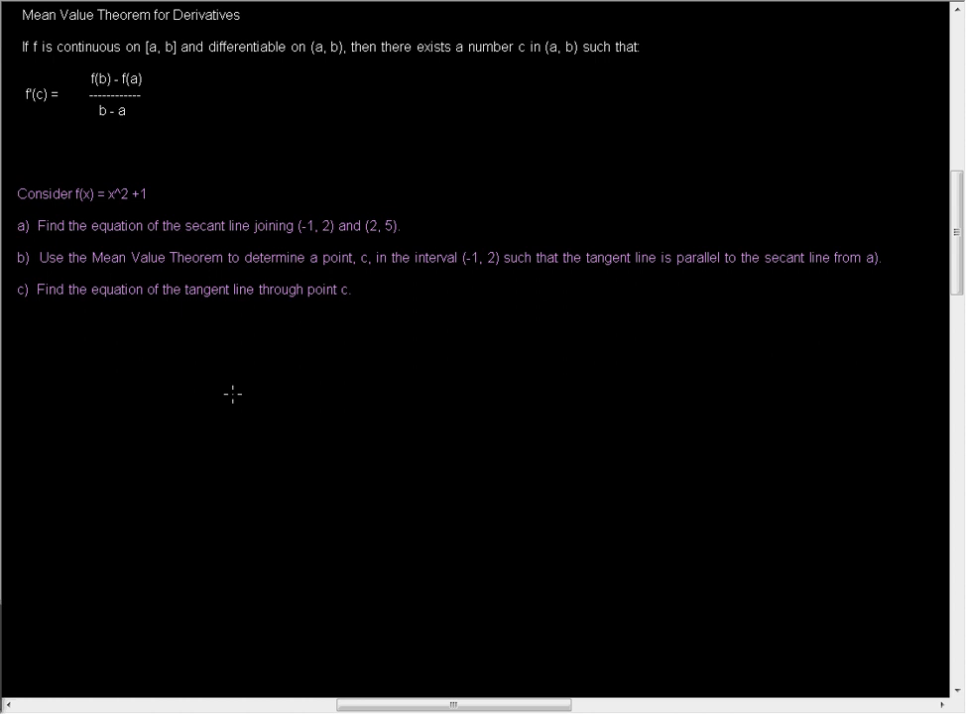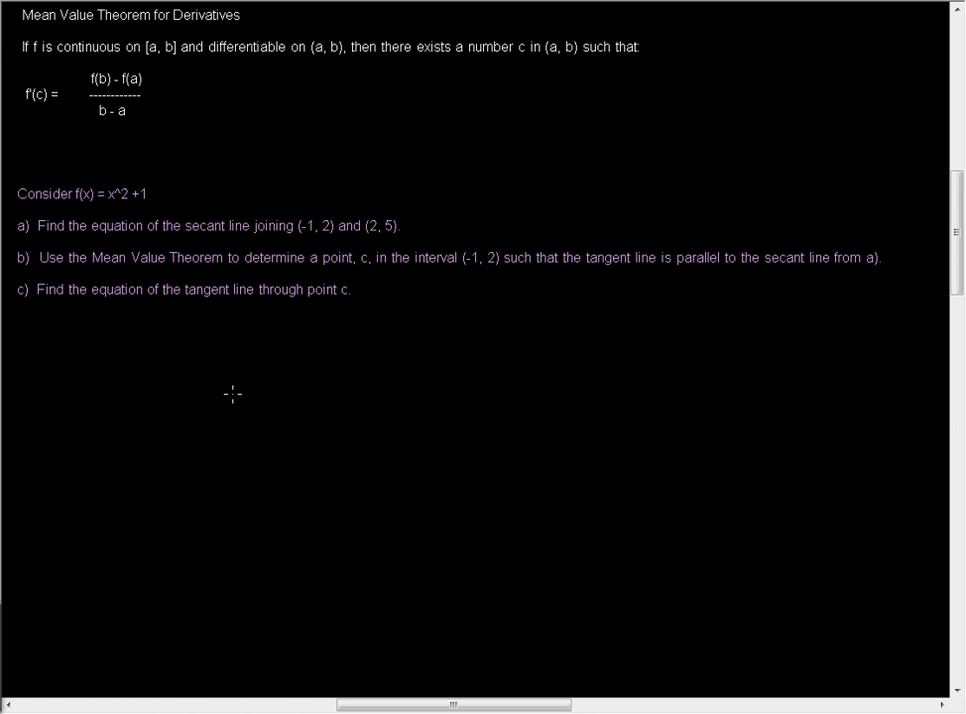If f is continuous on a closed interval [a, b] and it's differentiable on the open interval (a, b), kind of like the way Rolle's theorem started out, then there exists a number c in that interval (a, b) such that the derivative of the function at c is equal to the slope of the line created by the endpoints. Okay, that's what that equation really says.